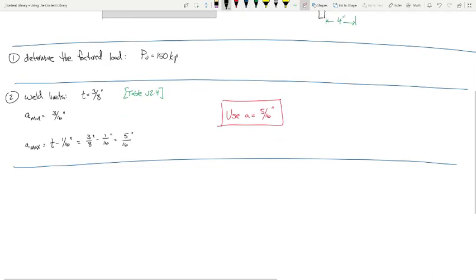So now what we're going to do is compute VRN for 1 inch of weld. In other words, our weld length is 1 inch. Okay?